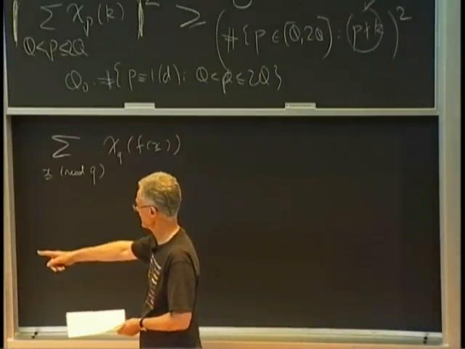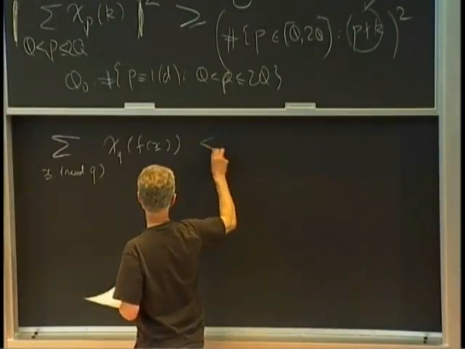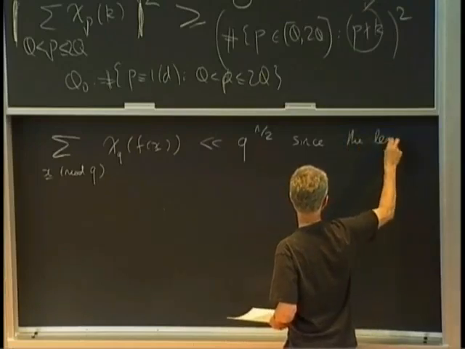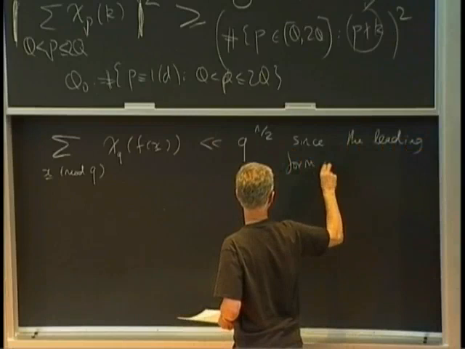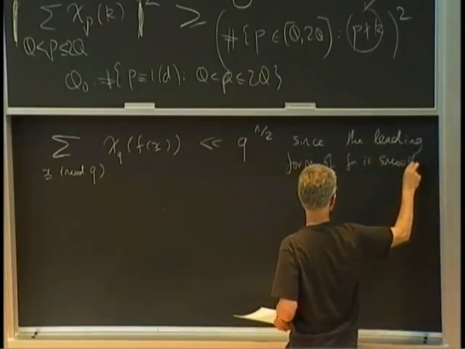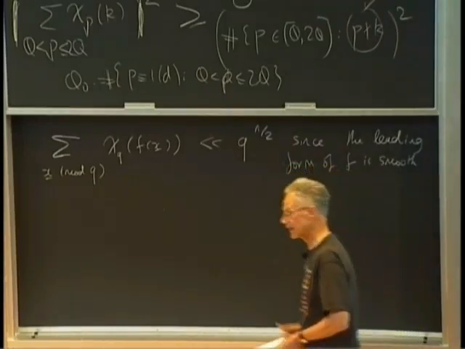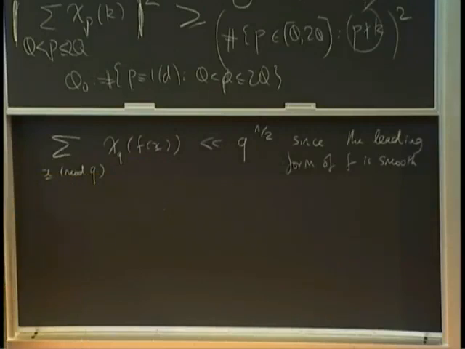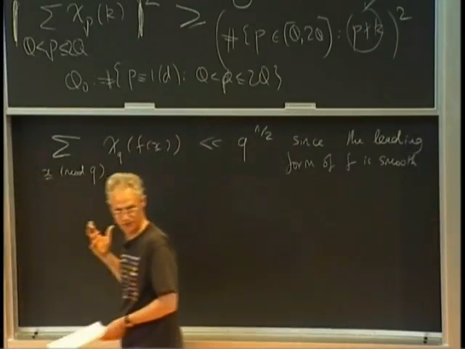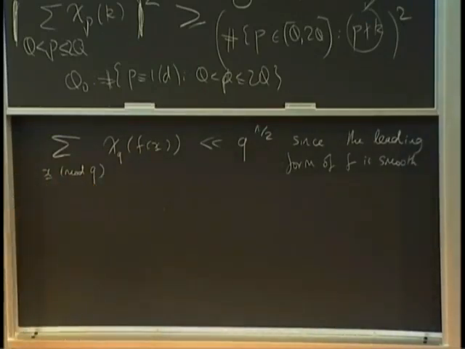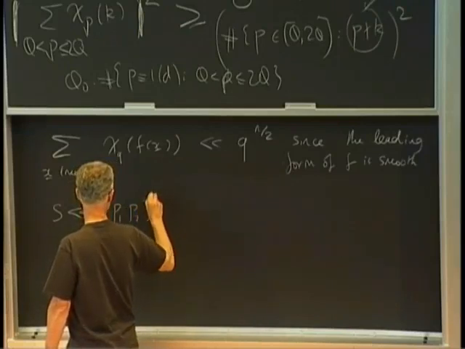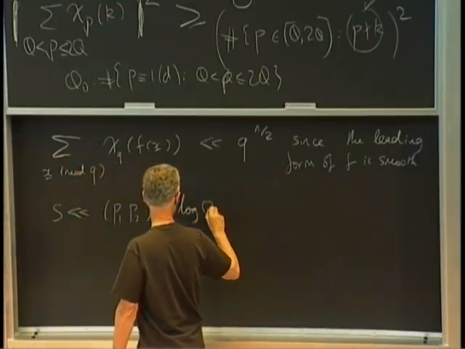And in the situation that we have here, there's a result of Katz that shows that this is of order q to the n over 2, using the fact that the leading form of f is smooth. Now, that's fine if you have a complete set of residues here. In our situation, we don't, but there's a standard procedure for passing from the incomplete range to the full range. And the result is that if I call this sum here S, you can show that S is of order, well, the modulus in our case is P1 times P2, with a loss that is of order log P1 P2.